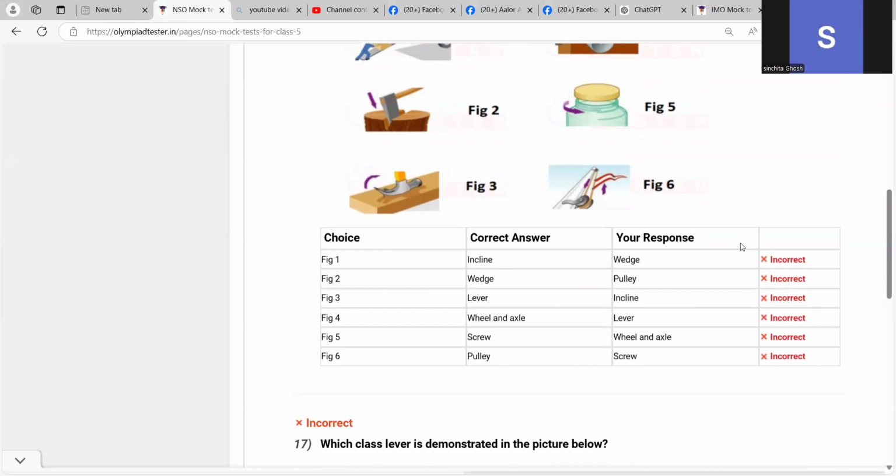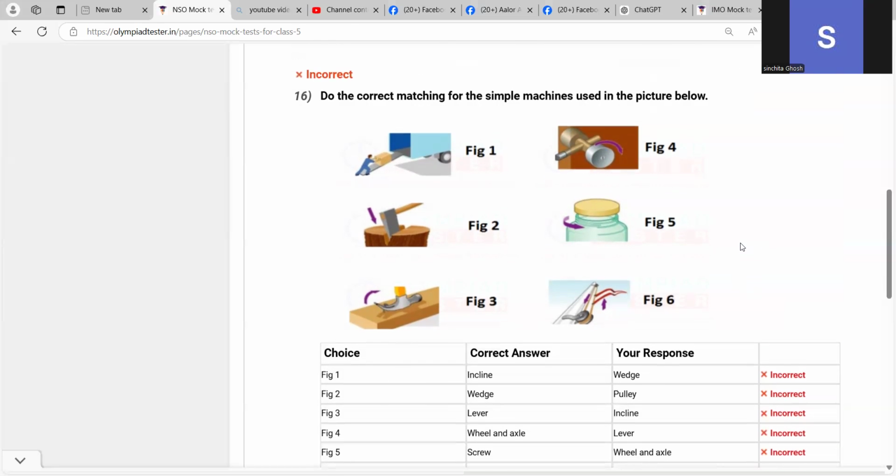Figure A, it's inclined but the answer will be wedge. How? That is figure 1. This is obviously inclined. Inclined means a little slanting. So it's not wedge. Figure 2 will be wedge. Wedge means a flat portion. This is obviously a wedge. And your answer was pulley.